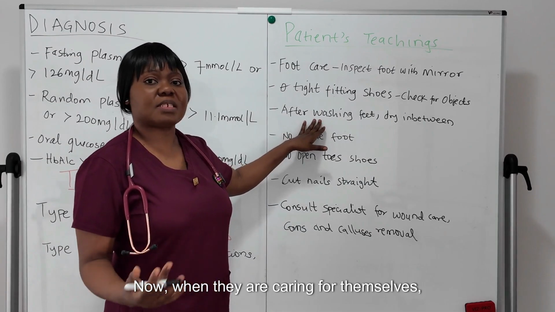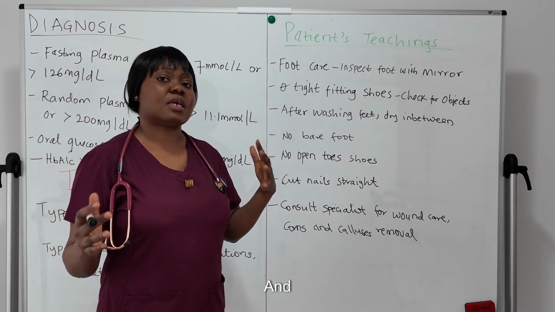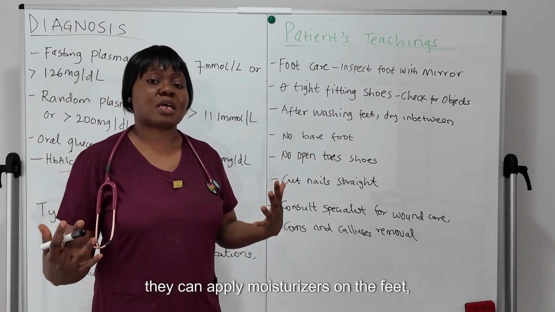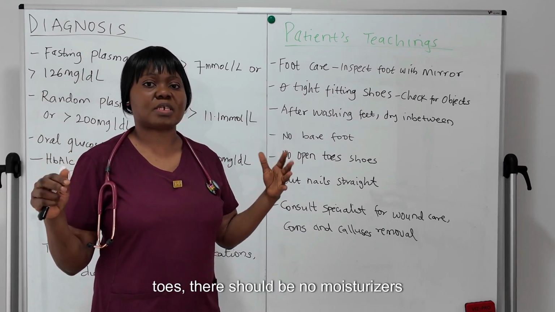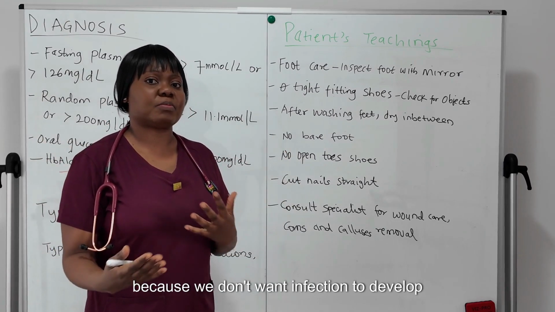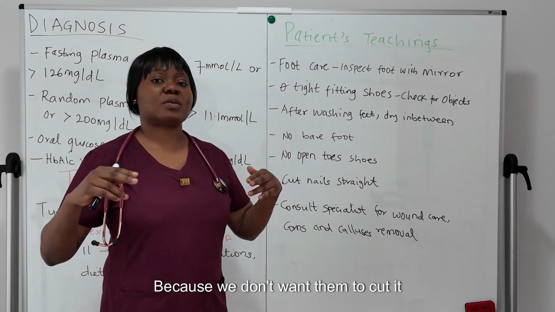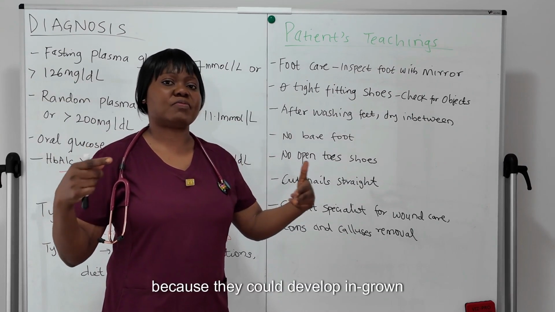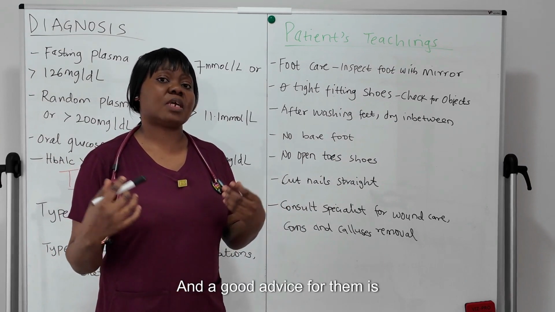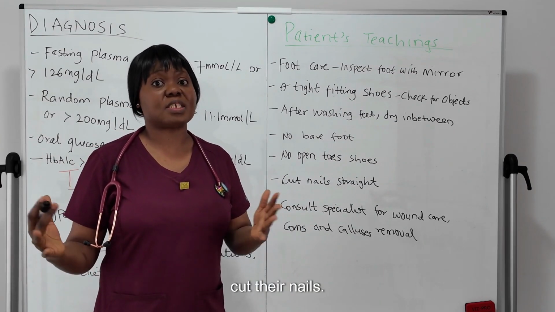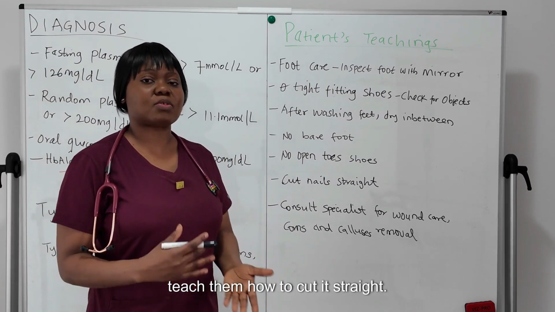Then when they are caring for themselves, let's say after shower, after washing their feet, they should dry properly, in between the toes. They can also apply moisturizers on the feet, but they should ensure that in between those toes there are no moisturizers, because we don't want infection to develop in between those toes. And when they are cutting their nails, they should cut them straight, not round, because they could develop ingrown nails. So they should cut their toenails straight. A good advice is, if possible, they should use a specialist to cut their nails. If they can afford it, a podiatrist can help trim their nails properly. But if they can't afford it, we'll still teach them how to cut it straight.